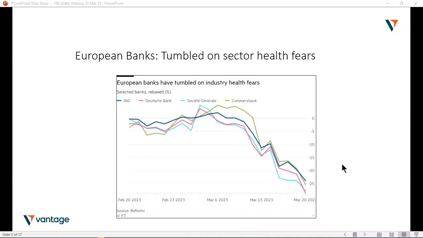And obviously then we've had the Credit Suisse news, a full-blown takeover, if you like, engineered by the SNB, the Swiss National Bank, and even the authorities and the government.